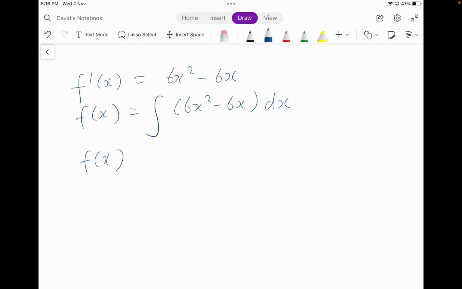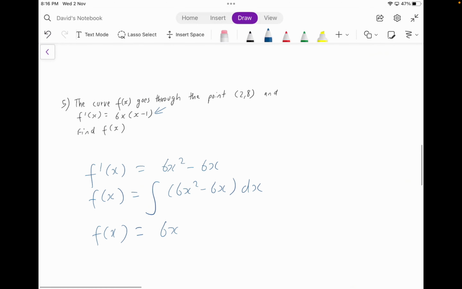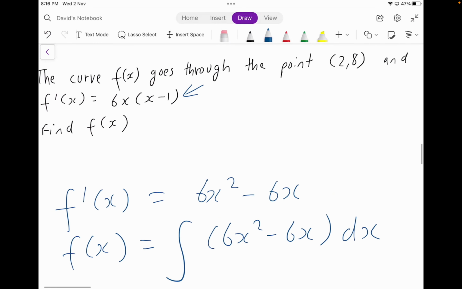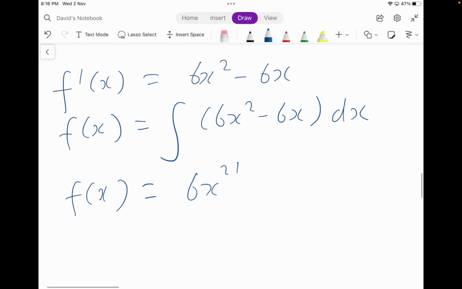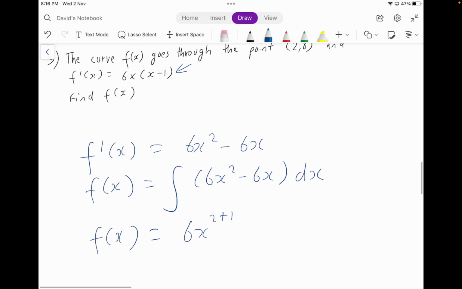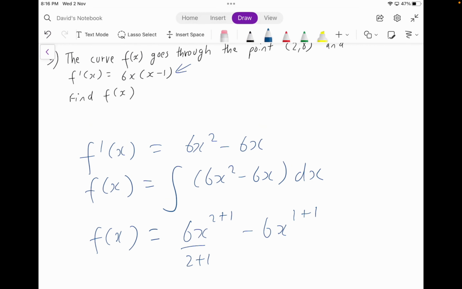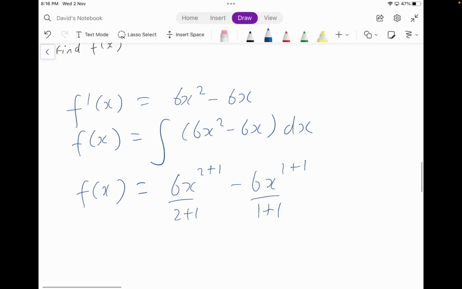So f of x is going to be equivalent to 6x raised to power, since this is 2, you're going to add 2 plus 1, divided by 2 plus 1, minus 6x raised to power 1, add a positive 1, 1 plus 1, divided by the new power, plus a positive c. We always have to add the positive c.